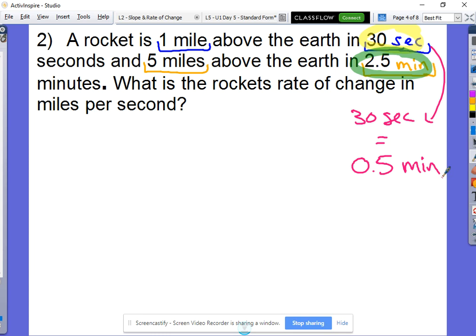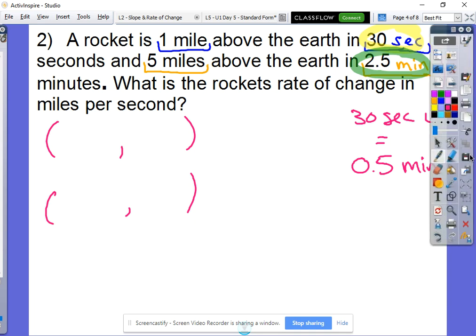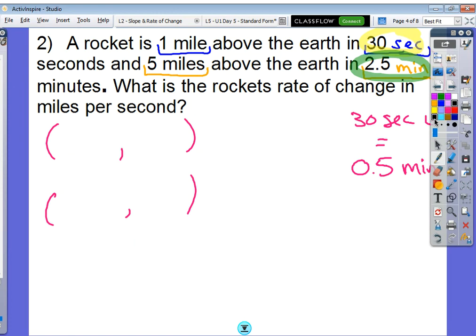So let's write down our 2 points. Press pause for me and write down our 2 points. What are these 2 points? Alrighty, so hopefully you've had a chance to try and figure out what your 2 points are. Share them with a neighbor. Make sure you think you got them.